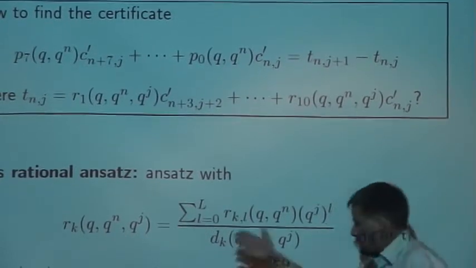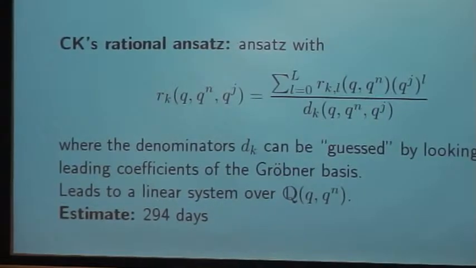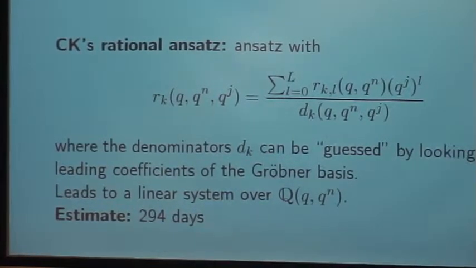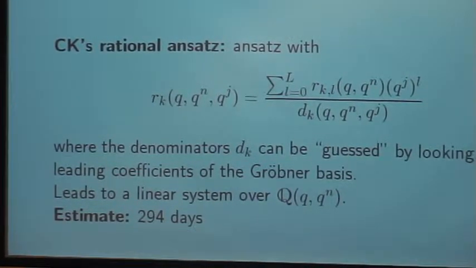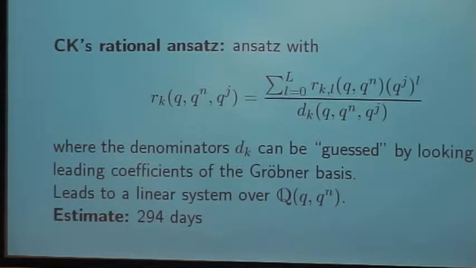And we end up with an estimate of 294 days. And I mean, this is already very much in the lifespan of a human being, right? So we now have chances to get it. Now, let me explain a little bit more how we solve such systems.